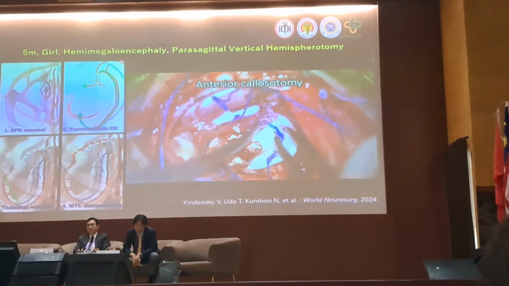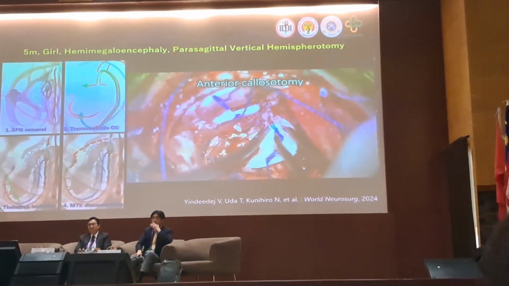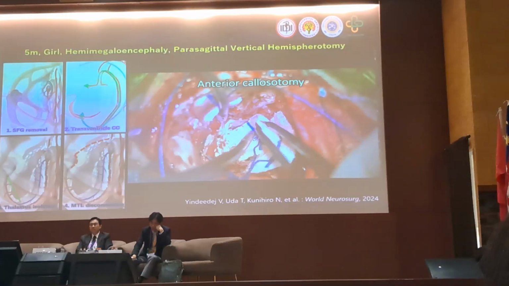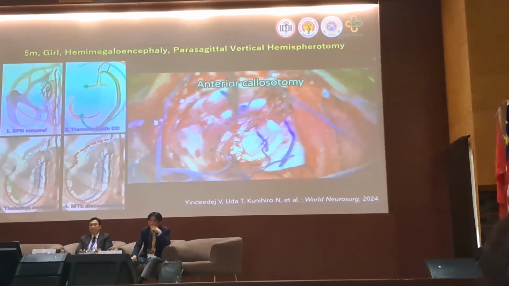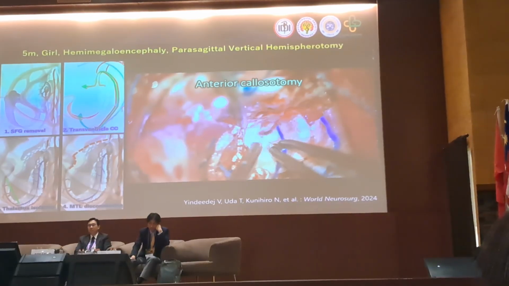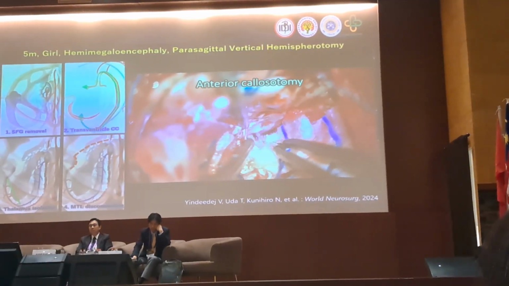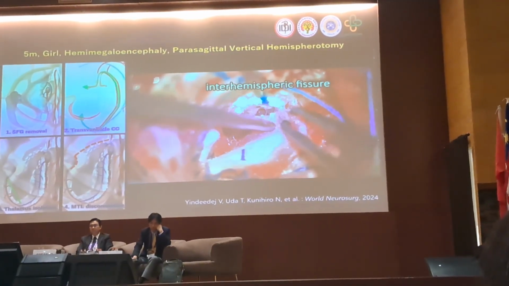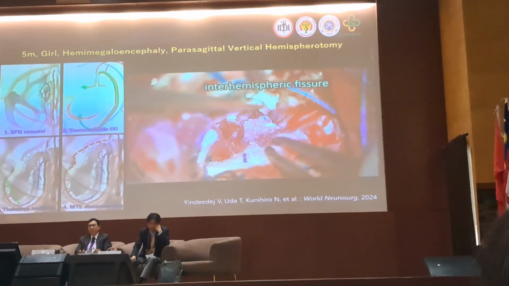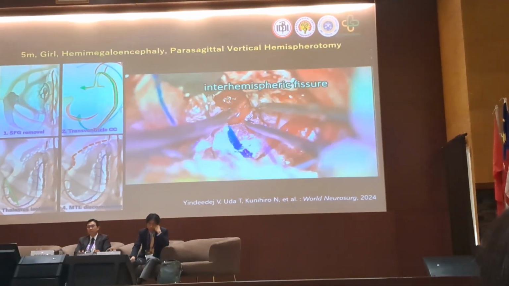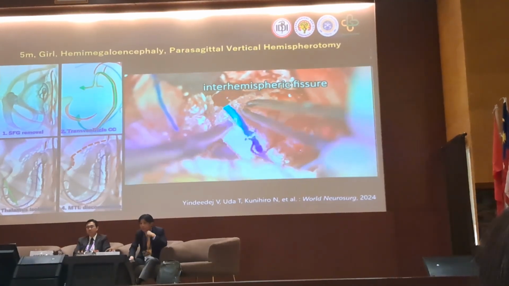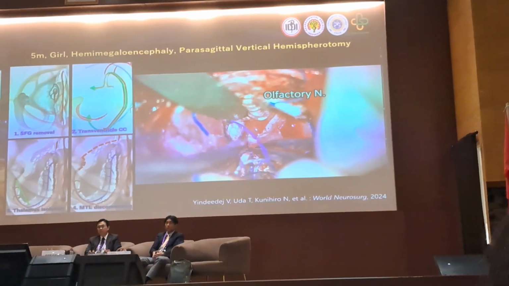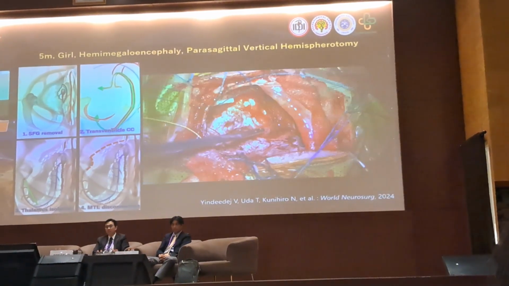And next, we started the anterior callosotomy via the lateral ventricle route. We follow the pericallosal arteries retrogradely and go to the frontal base. And we can see the interhemispheric fissure. And at the bottom of the frontal base, we could identify the olfactory nerve running in the basal part of the frontal lobe.